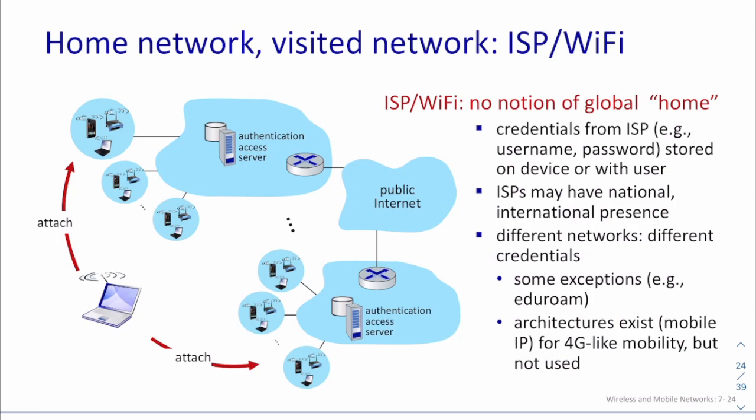But there's always some authentication problem. Let's take a look at credentials from the ISP stored on the device with the user. An ISP may have national or international presence. Since we have different networks, you have to get authentication on the other campus network. It really depends on your university and the other university, whether they have a certain agreement to allow you to use some password or some ID to access the AP at your visited Wi-Fi.